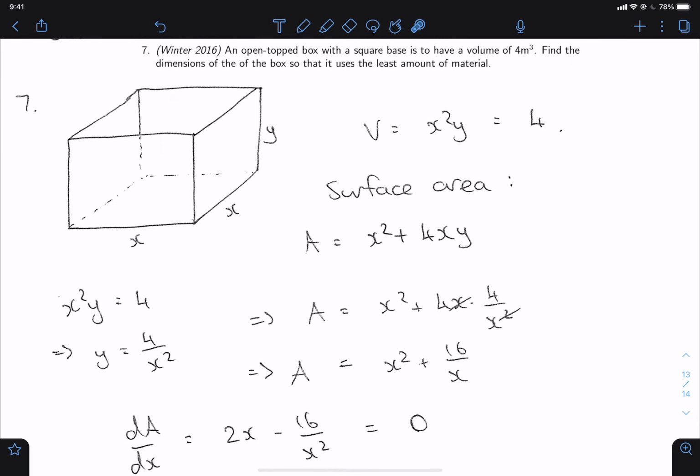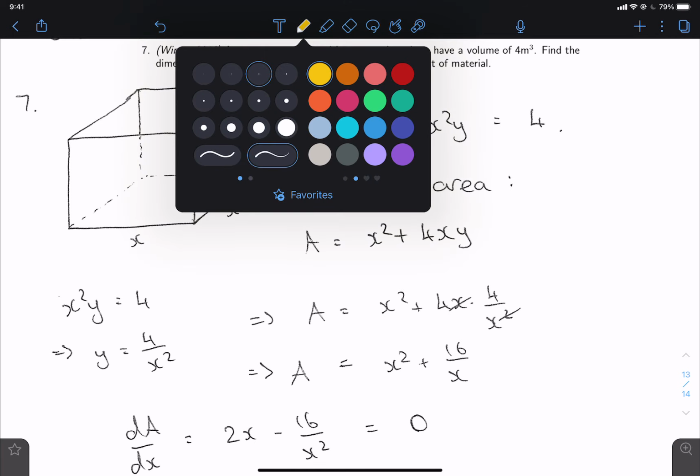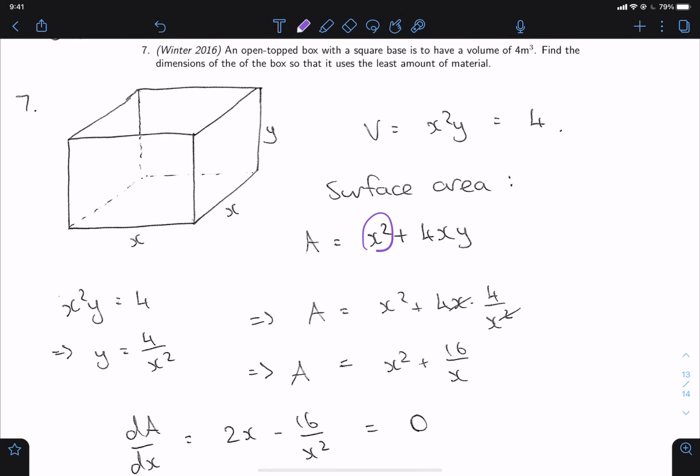We have open top, square base, so the picture is exactly the same as the previous 2 questions. Formula: volume is equal to area of the base times the height, right? Volume is fixed, it has to be 4. And what can be changed is the surface area. Surface area has 2 parts because it's open top: this is the bottom, and this is 4 sides. And then we add them up.